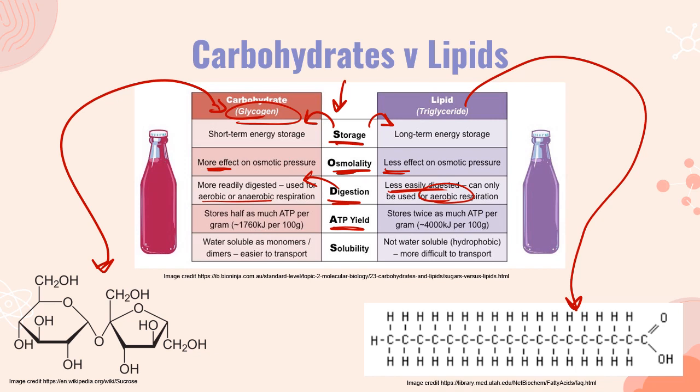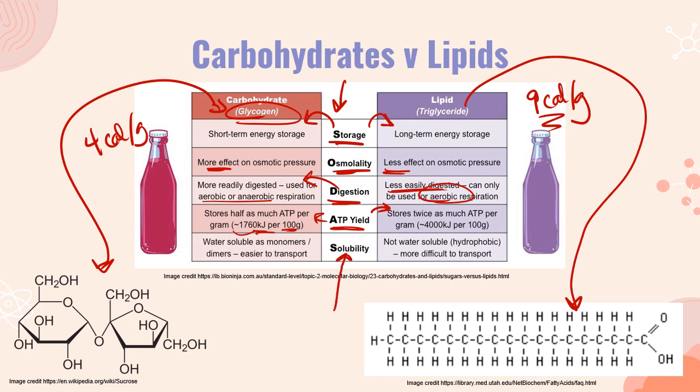How much ATP can I get out of each? Way more out of lipids than out of our carbs. There's still a lot of energy in carbs, but not quite as much as in lipids. This is kilojoules per 100 grams. Sometimes we also talk about calories per gram. So for our carbohydrates, it's 4 calories per gram, whereas in our lipids, we've got 9 calories per gram. So again, quite a bit more energy stored in our lipids than in our carbs.